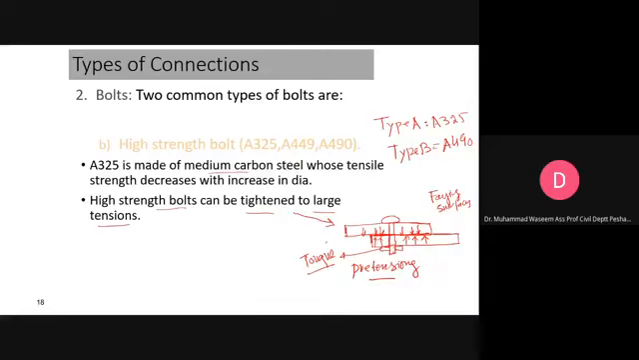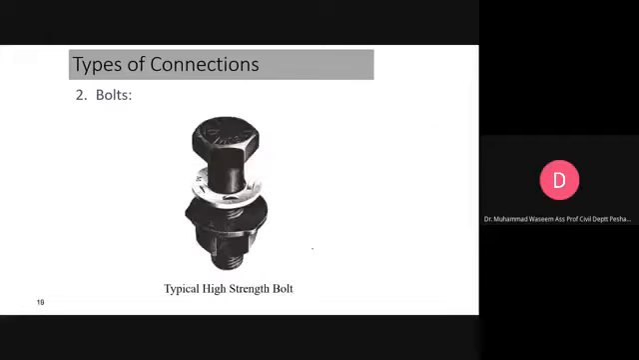Is that clear to you now, why we use high strength bolts? Yes, sir. Okay, thank you very much.